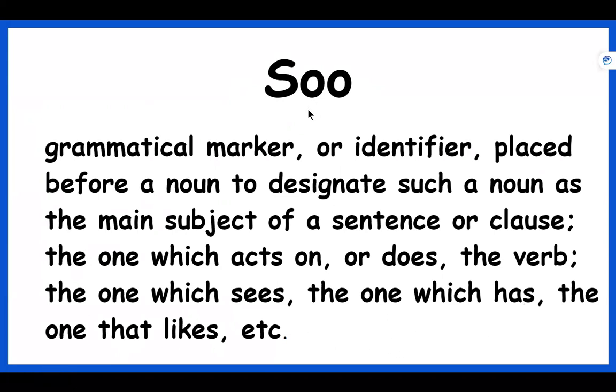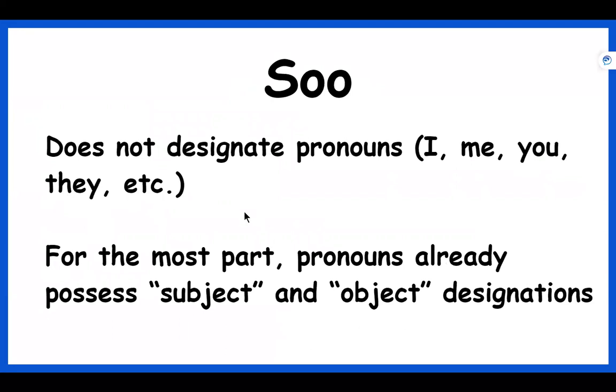So it's not only being used to specify a person, but it's specifying that person as the main subject of the sentence, the one that does. It does not designate pronouns like I, me, you, or they, because many times those pronouns already possess subject and object designations. We'll get into that more in the future. Like when we say ne, I, or you, I won't say su ne, because ne is already the subject pronoun.